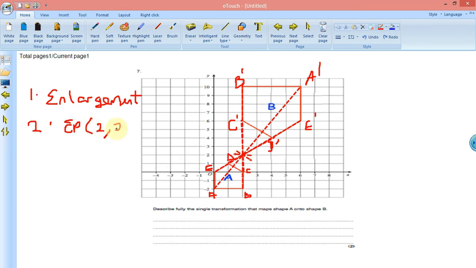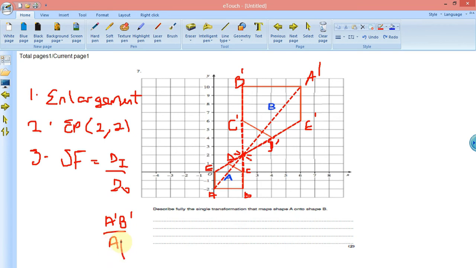Then finally you have to state the scale factor. Generally, the scale factor is always given by the dimension of the image divided by the dimension of the object, so di over do. You should be able to identify your object and the image. Based on the question, describe fully the transformation that maps A onto B. So A exists before B, so B is the image. Let's work with A prime B prime divided by the corresponding dimension, which will be AB.